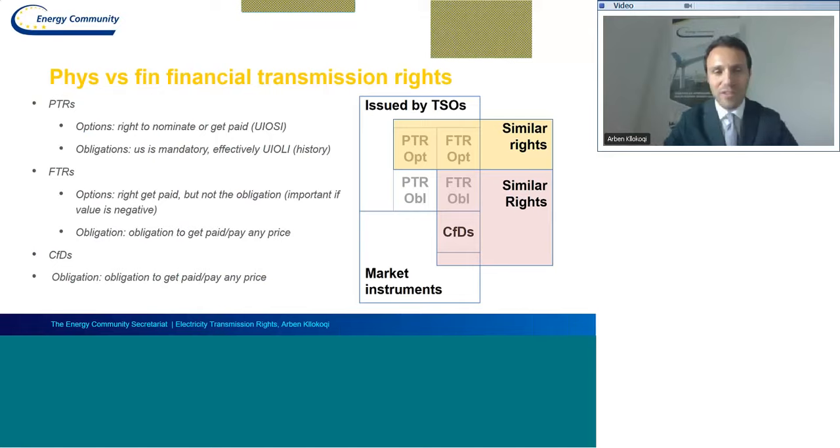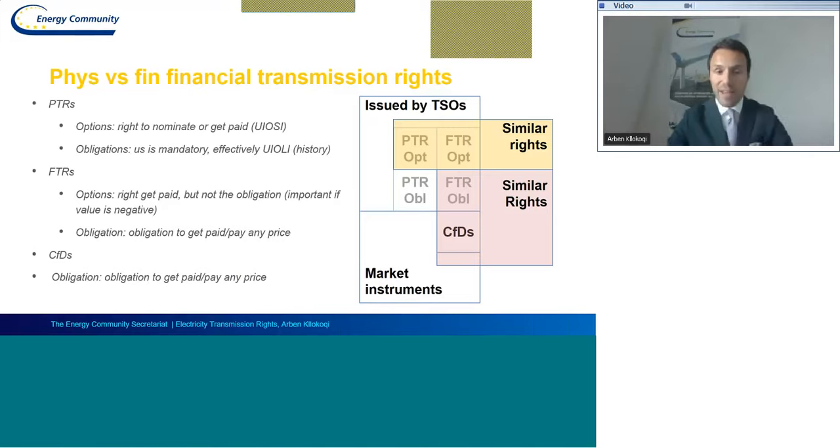In terms of the quality of rights, or what types of transmission rights you have, you have the PTRs, the physical transmission rights, which have the optionality. So basically, it's the right to use or get paid for it. Meaning that you either schedule flows or get paid the index price. And then you have the obligation, which is mandatory to use. This is not used anymore in most of the borders in the EU, but then also not used in the Energy Community apart from a few borders.